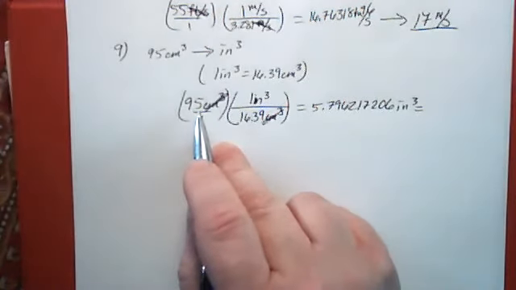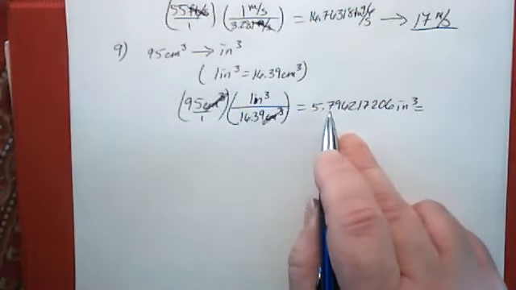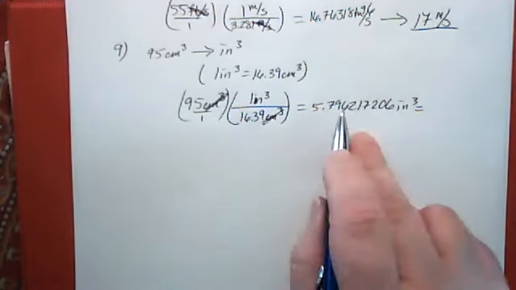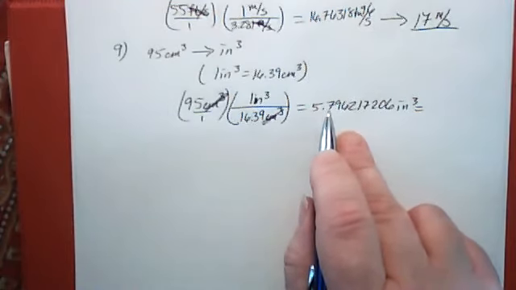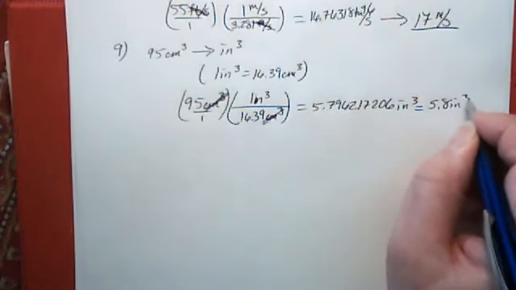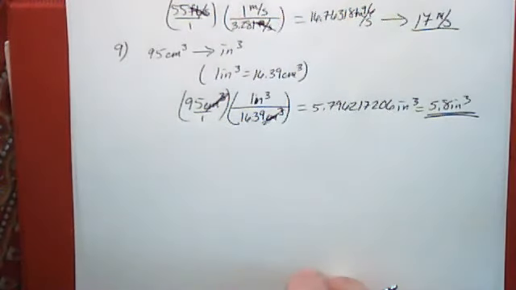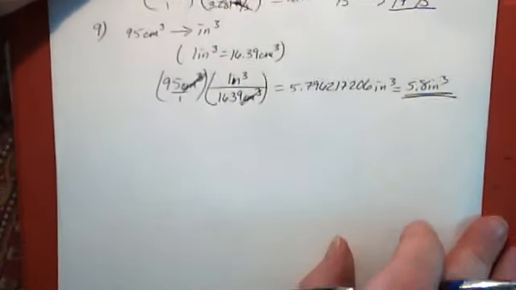Because of the 95, though, we can only have 2 significant figures. So that would mean the 5 and the 7. Everything from the 9 on has to go. But notice that the first number we're dropping is greater than 5, so the number before it has to go up by 1. So 5.8 cubic inches would be the equivalence.